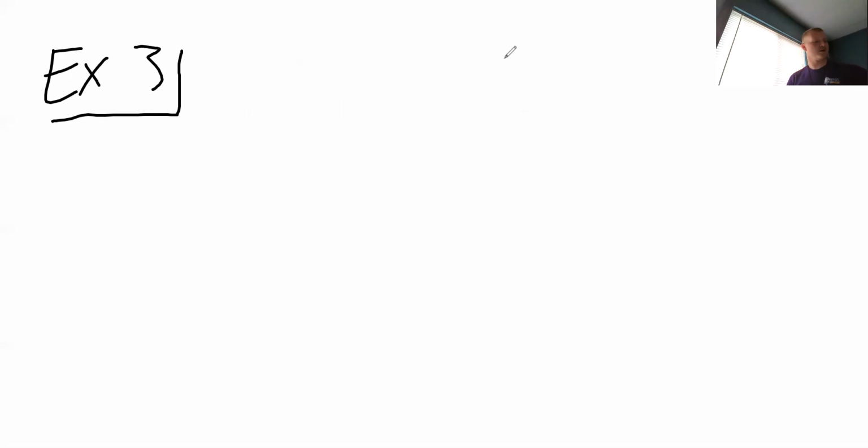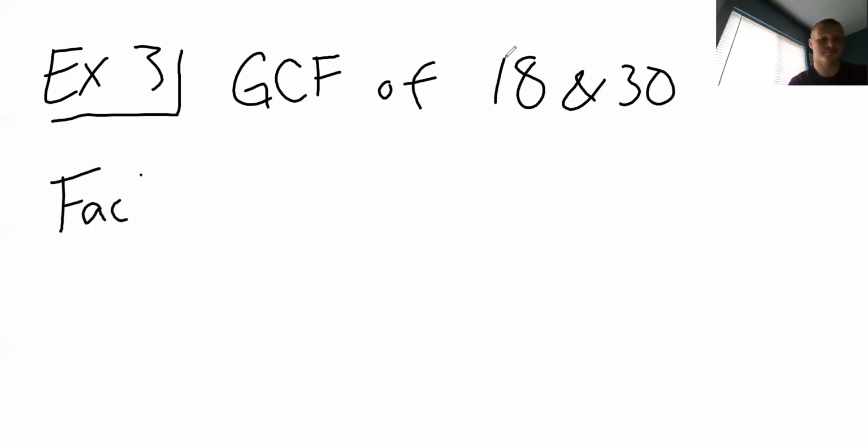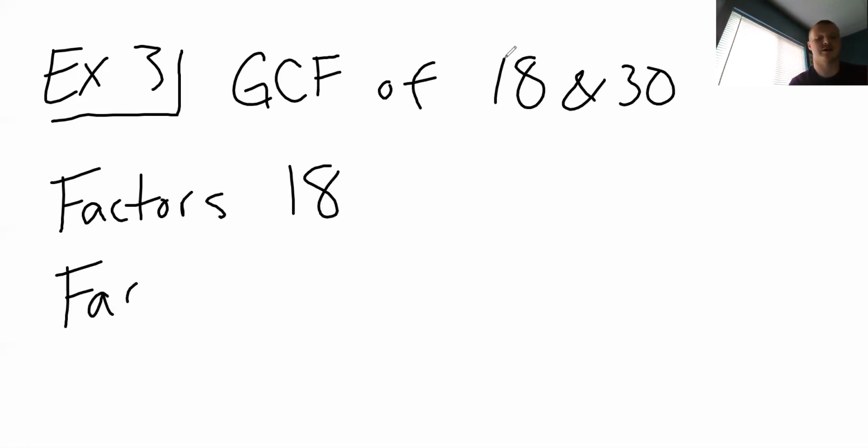Okay, example number 3. Find the greatest common factor of 18 and 30. So we're finding the GCF, greatest common factor, of 18 and 30. So what am I going to do? How would I find the greatest common factor? Aries? Yep, I would list all my factors of 18, and then I would list all my factors of 30.